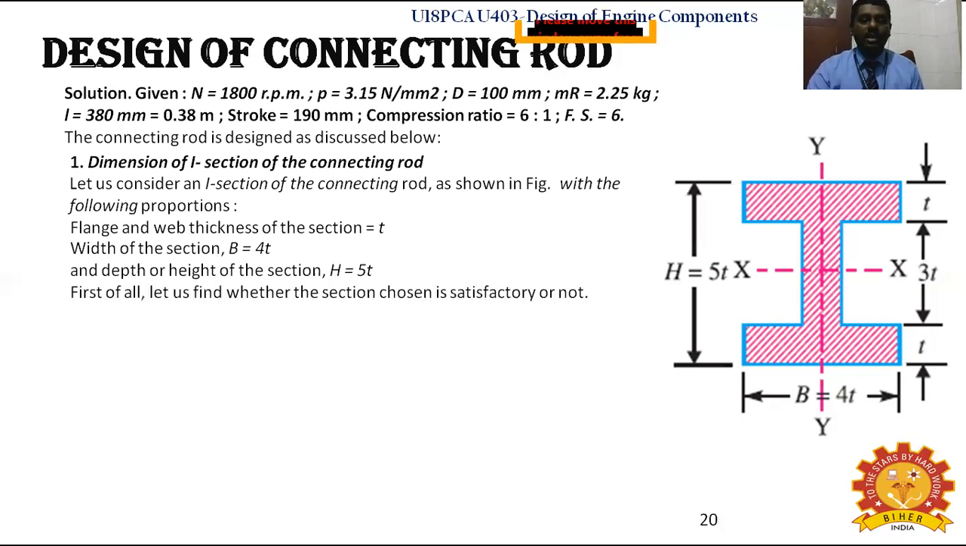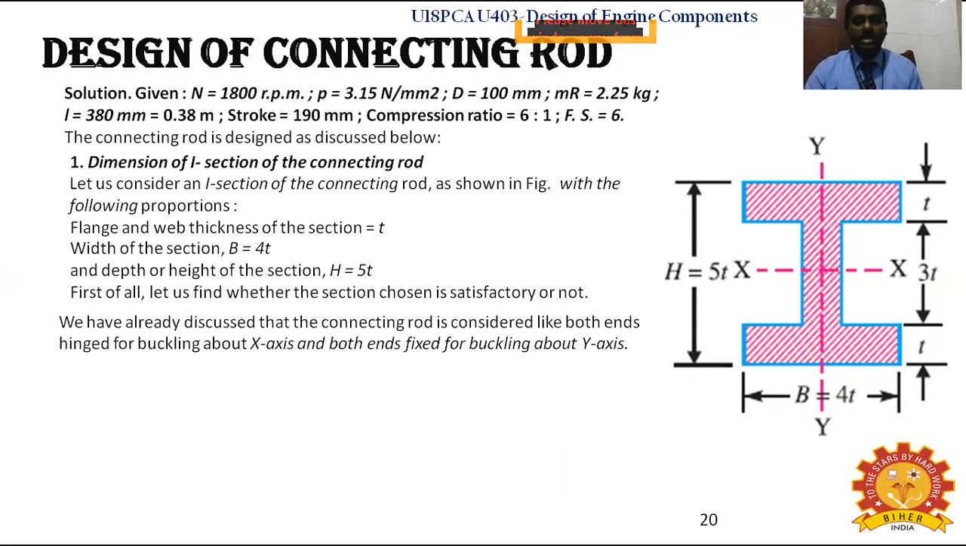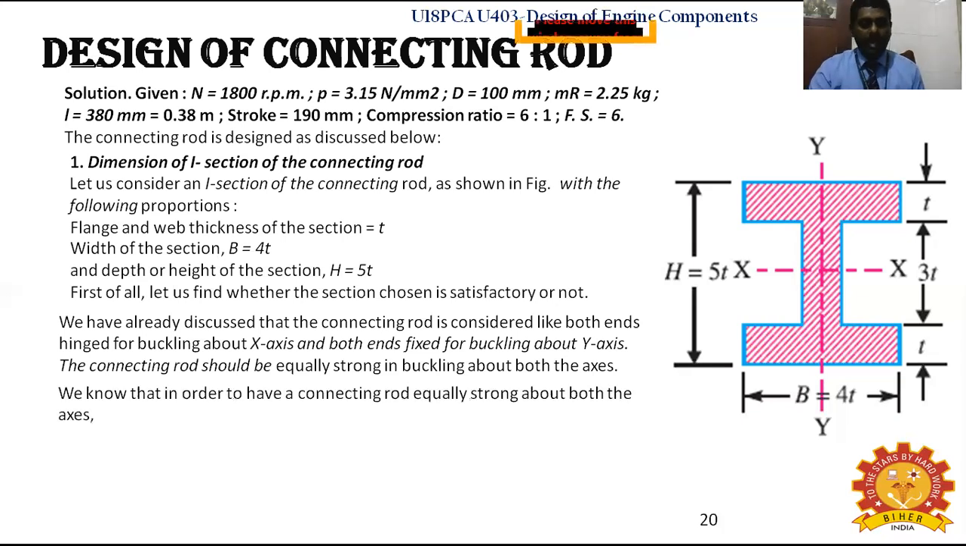First let us find whether the chosen section is satisfactory or not. We have already discussed why we select the I section. It is for buckling. For buckling consideration, we consider an I section because it balances both the x-axis and y-axis. The connecting rod should be equally strong in buckling about both axes, so we prefer the I section.